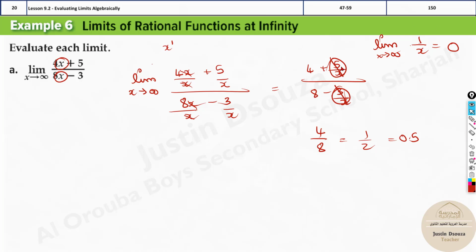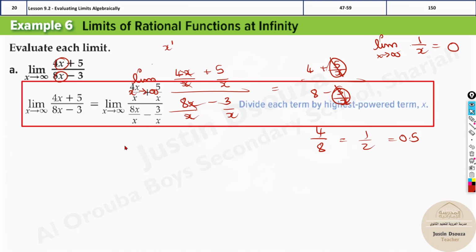Easy, isn't it? Now I did not write 4 plus 0 because anything divided by x, the constant, is 0, right? Because 5 times 0 is 0. So directly eliminated. So this is how we solve it.